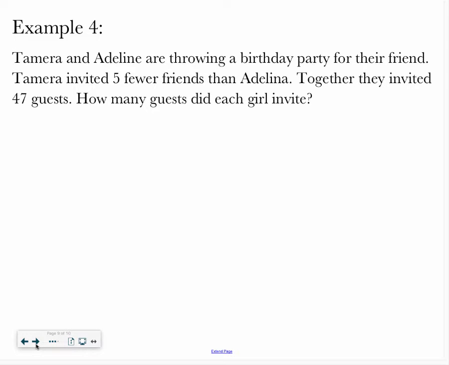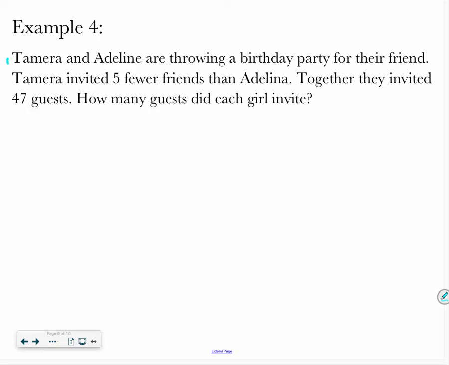Let's look at our last example, example 4. Tamara and Adeline are throwing a birthday party for their friend. Tamara invited 5 fewer friends than Adelina. Should be Adeline, I think. I don't know. The two girls. Together they invited 47 guests. How many guests did each girl invite?